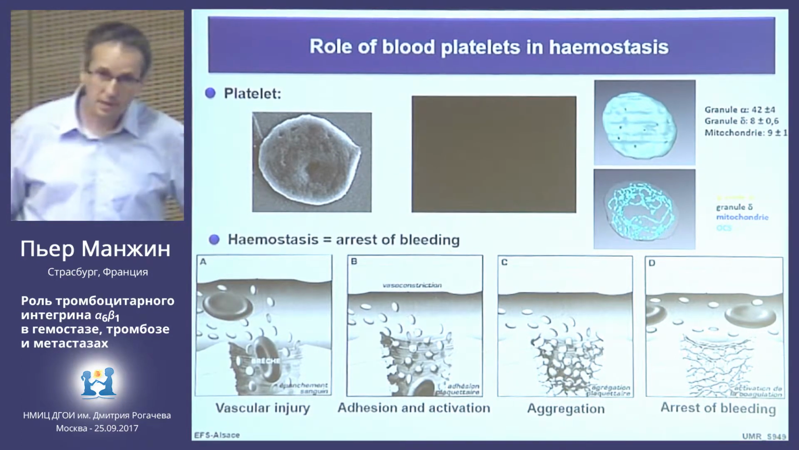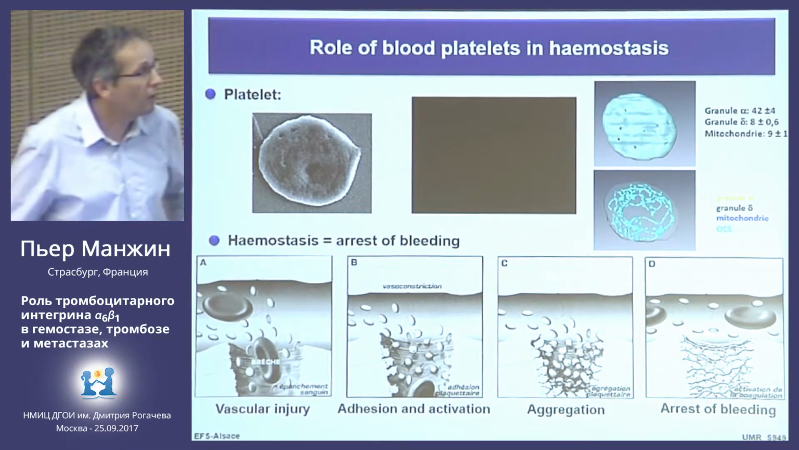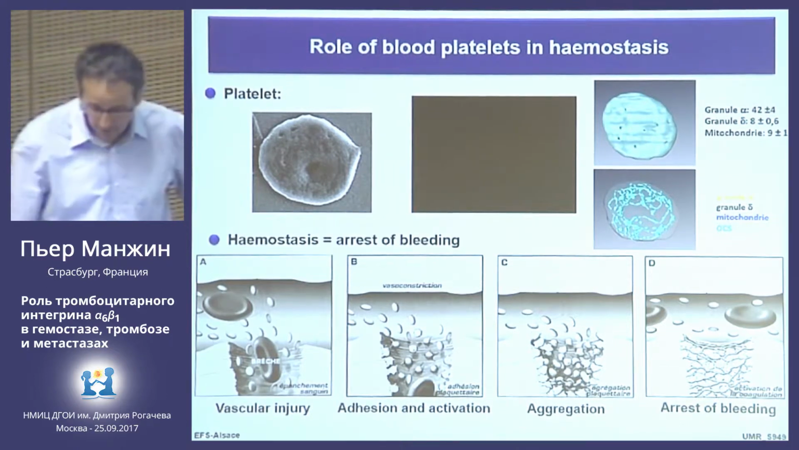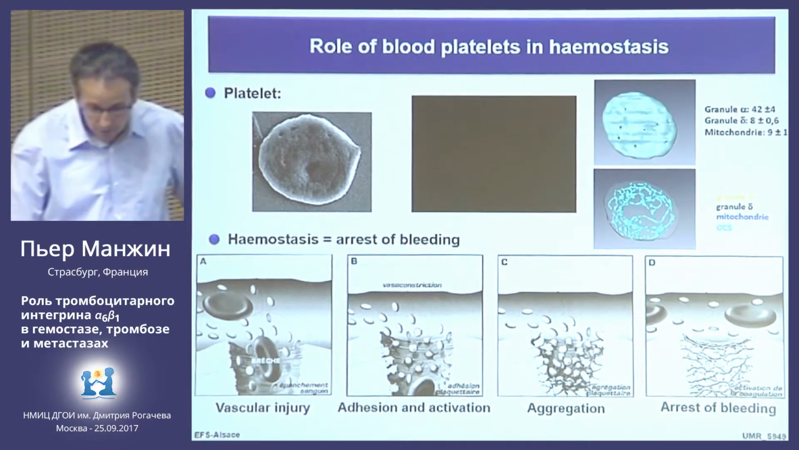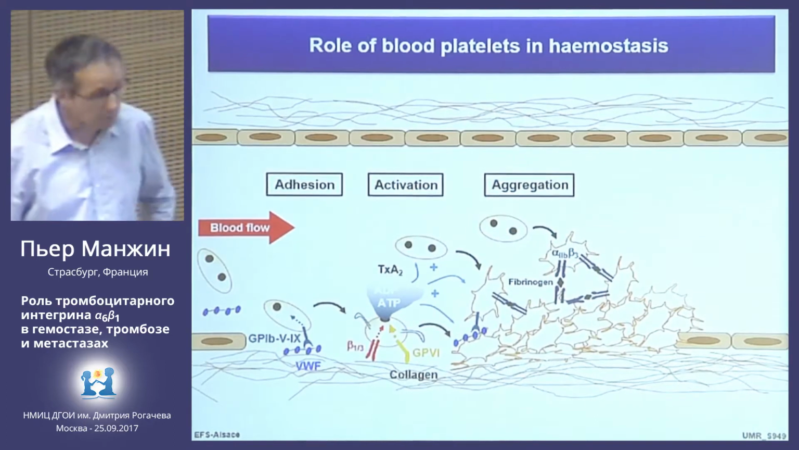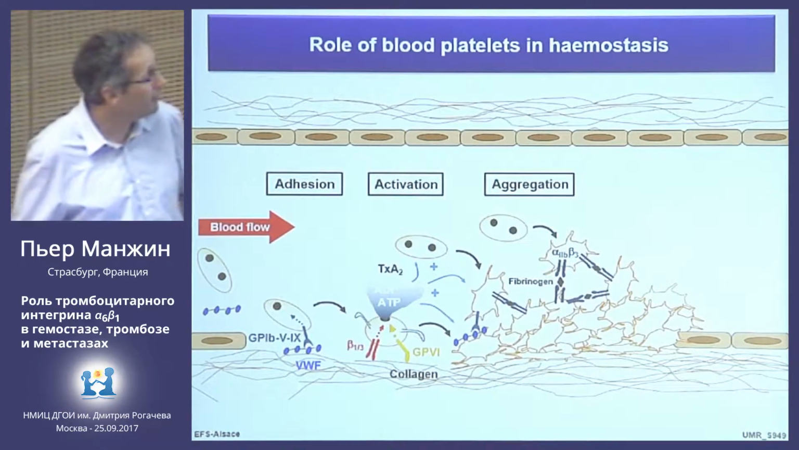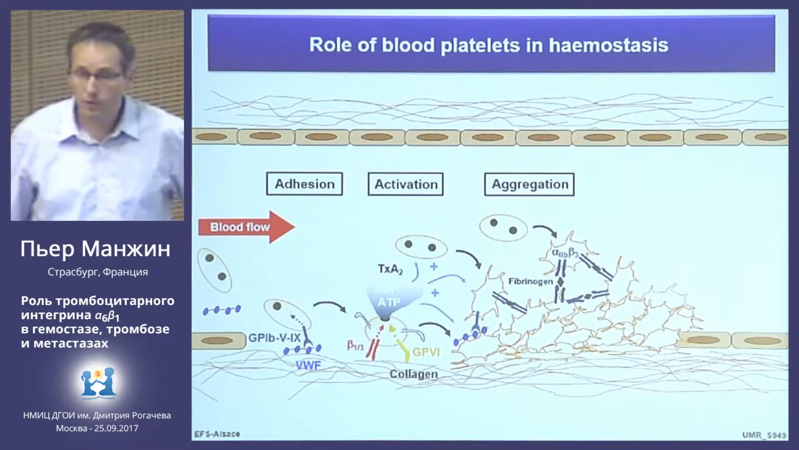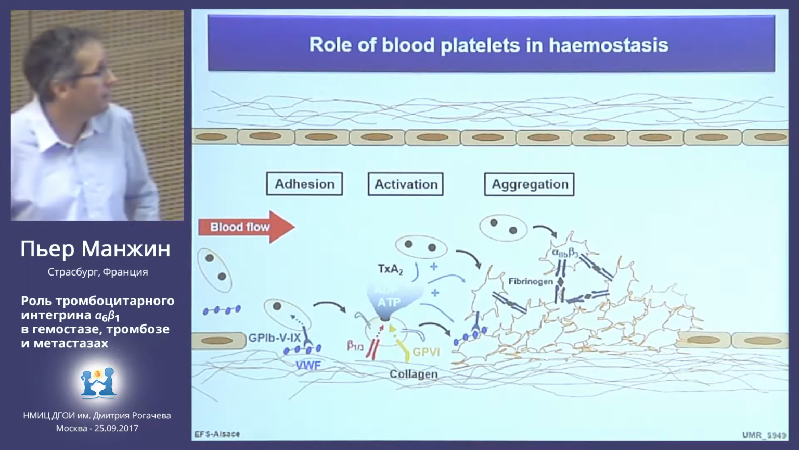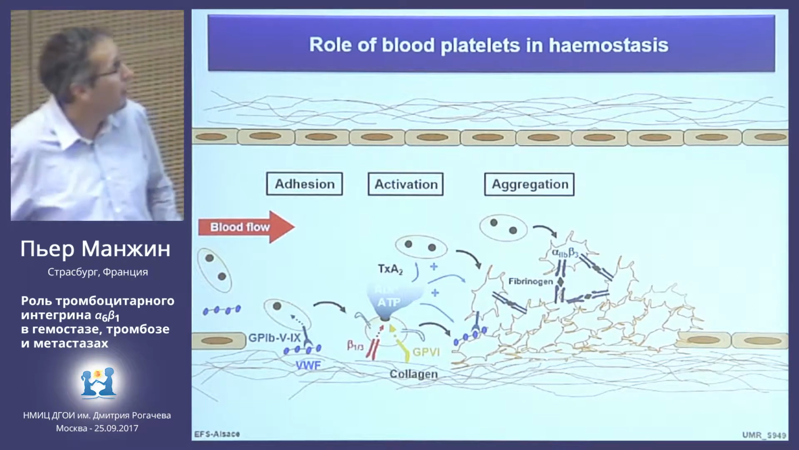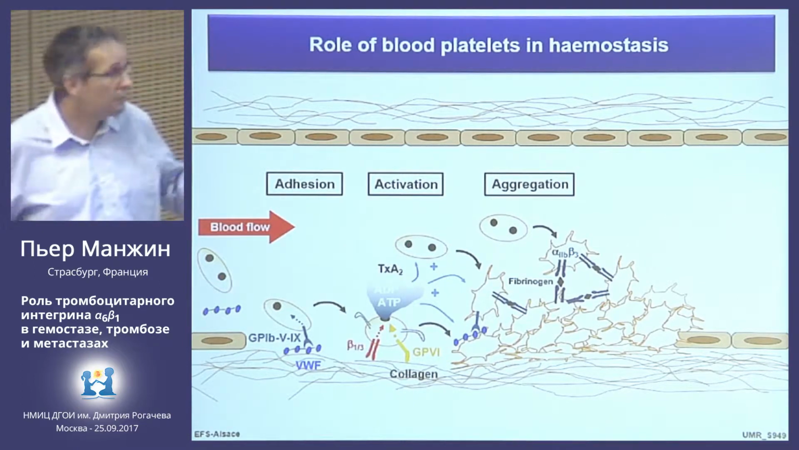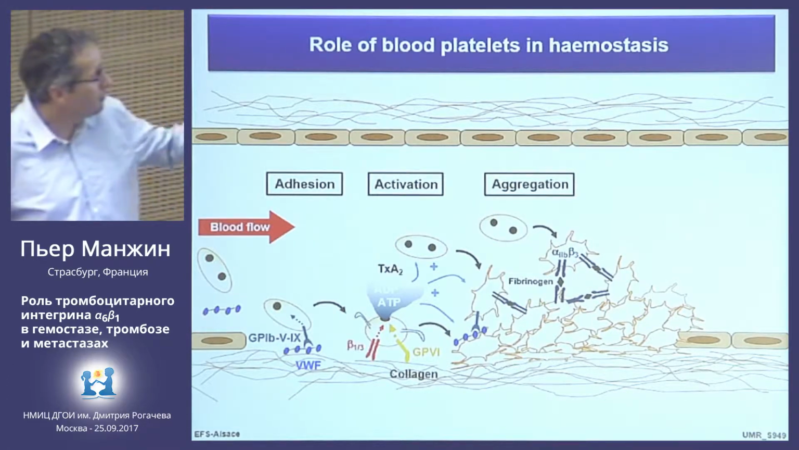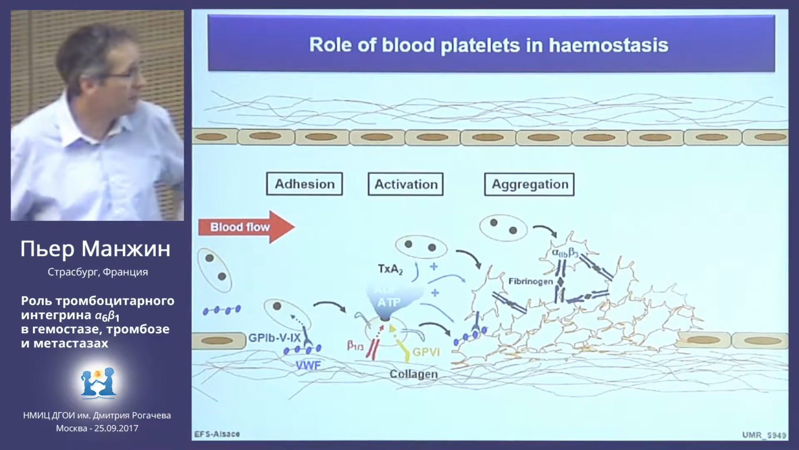The mechanisms involved in the different steps of the formation of a plug are actually quite well known, and I've represented some of them here on this slide. What we know today is that under conditions of elevated blood flow, as you find in arteries or in microcirculation, the first step of platelet recruitment at the site of injury is ensured by the GPIb-V-IX complex, which will bind to VWF in the subendothelium.